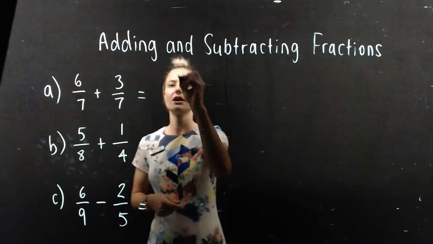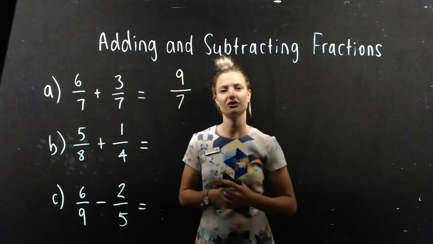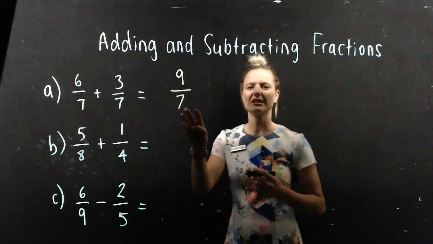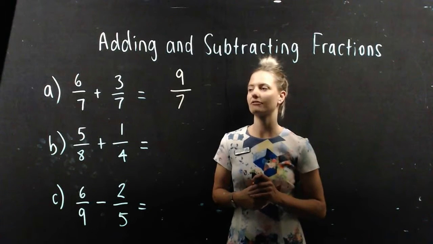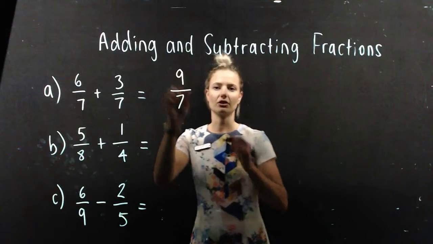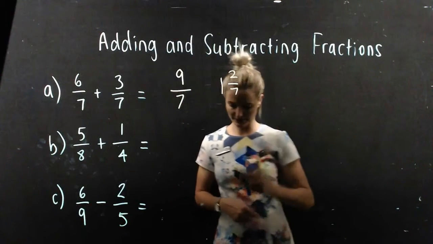6 plus 3, 9 over 7. Make sure that you keep the denominator the same. Don't ever leave your answer as an improper fraction. We'll turn that into a mixed fraction. So 7 goes into 9 once with 2 over 7 remaining.